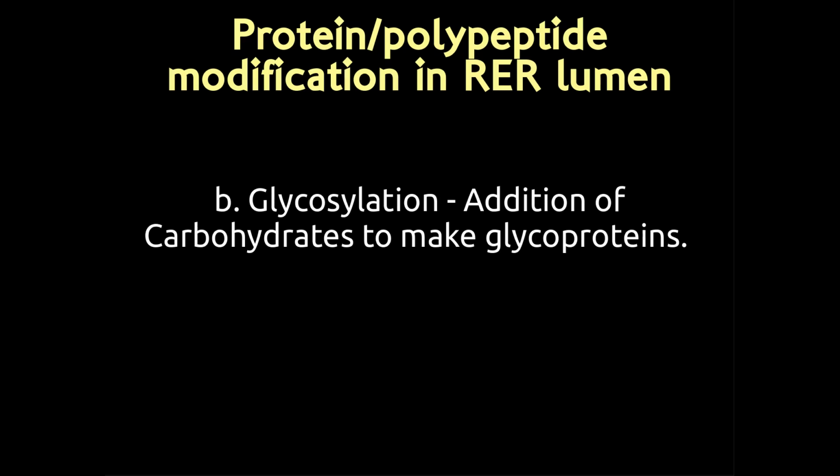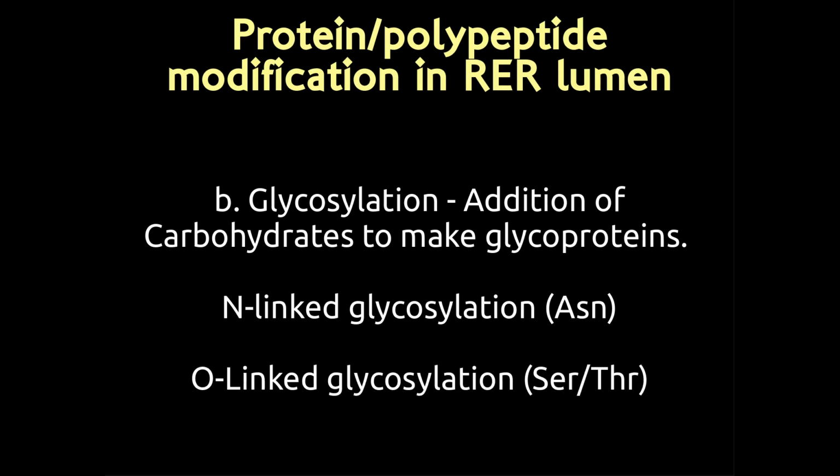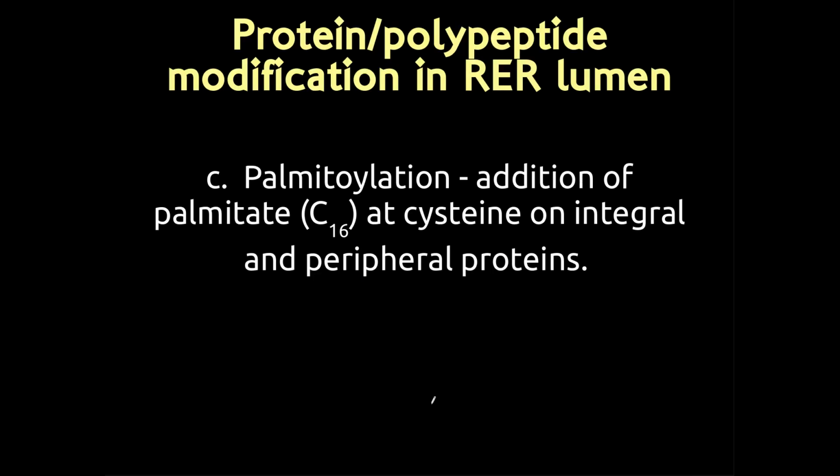Another thing that can happen is glycosylation, which is the addition of carbohydrates to make glycoproteins. For instance, N-linked glycosylation or O-linked glycosylation, which can happen to serine or threonine. So essentially here, an asparagine here, and we have stuck a carbohydrate. This is N-linked, therefore. We can also have things such as palmitoylation happening, which is the addition of a palmitate at cysteine on integral and peripheral proteins.